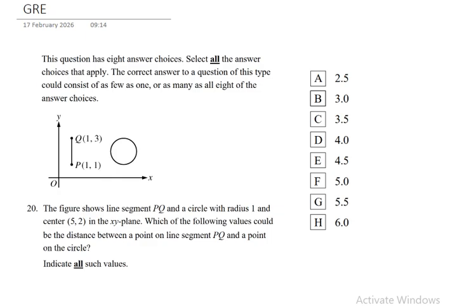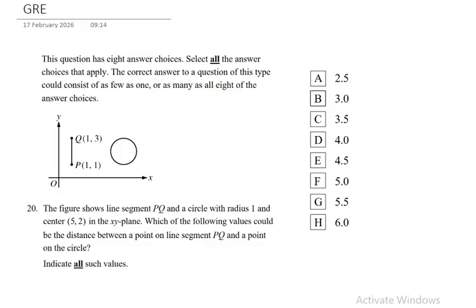Everyone. Today we are given a line segment PQ, a circle with radius 1 and center of the circle is (5, 2). And we must determine which answer choices could be the distance between a point on the line segment PQ and a point on the circle.